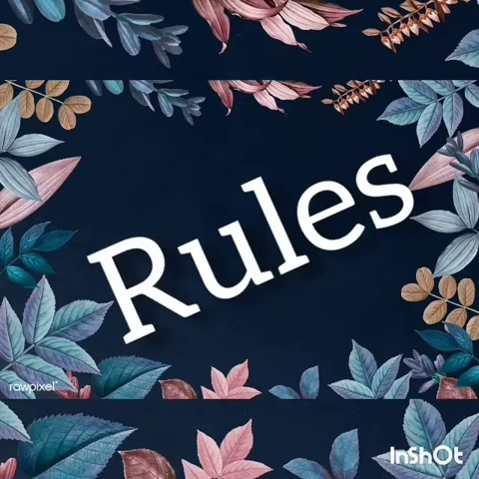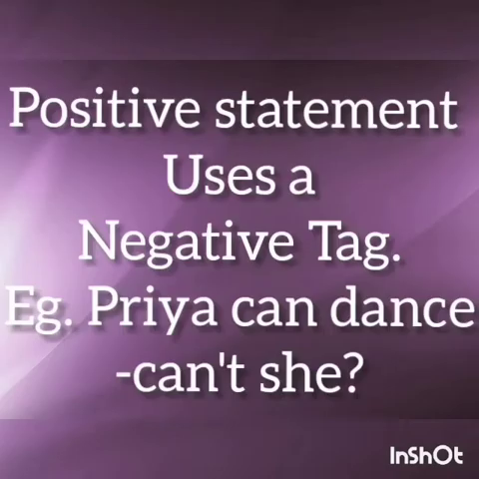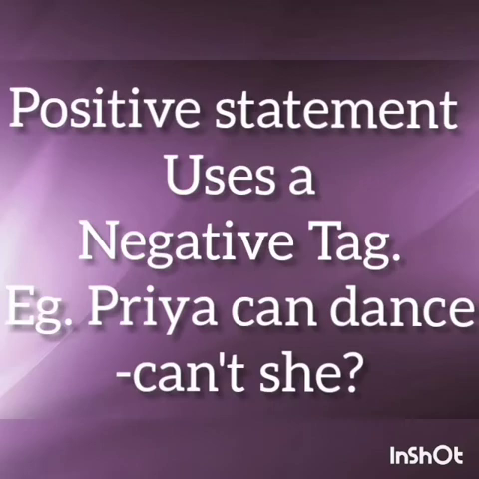Now let us see the rules of question tags. Coming to the first rule, a positive statement takes a negative tag. The question tag will be verb plus pronoun. See the sentence, Priya can dance. It is a positive statement. How can you identify it as a positive statement? If not is not there, then it is a positive statement. So Priya can dance is a positive statement and the tag will be verb plus pronoun.